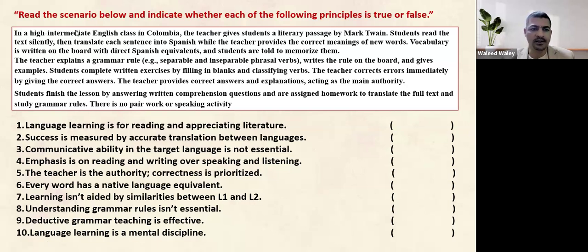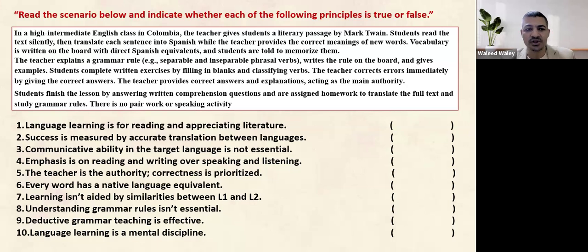Okay, guys, so this is the scenario in a high intermediate English class in Colombia. The teacher gives students a literary passage by Mark Twain. Students read the text silently. So first the teacher gave them the passage, and then the students read the text silently. Then the students translate each sentence into Spanish, while the teacher provides the correct meaning of new words. And vocabulary is written on the board.